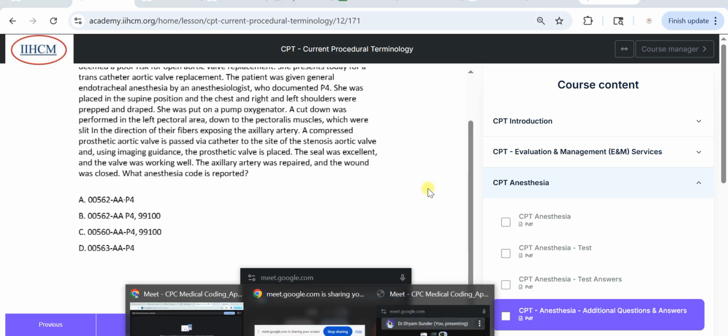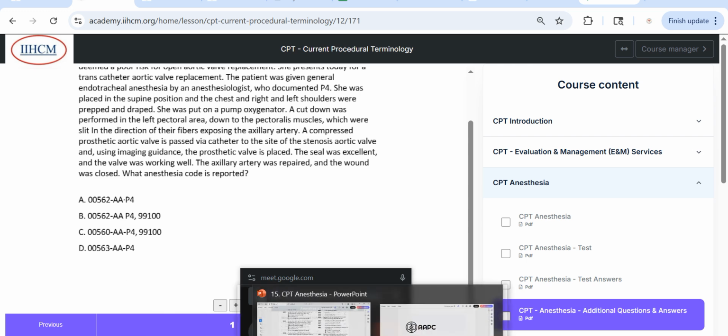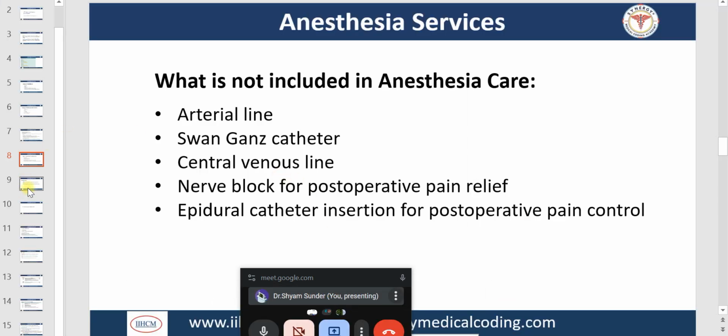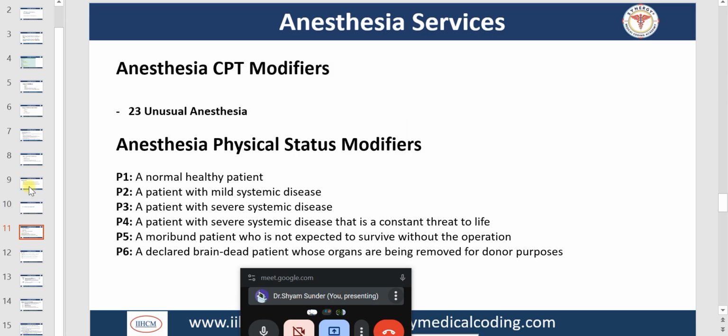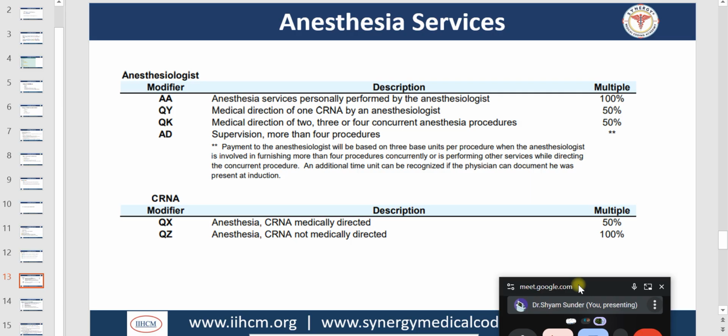Sir, along with P1, P2, P3, there is another double A code also in the example. Earlier also, I can see it here. So what's that AA? Yes, so these are the modifiers.